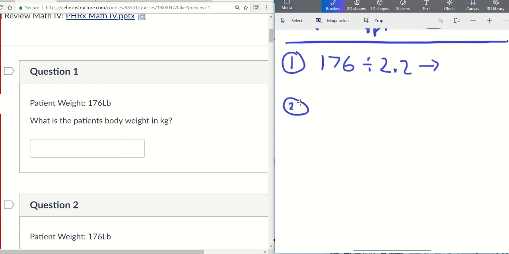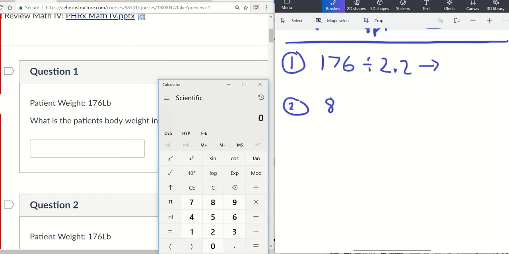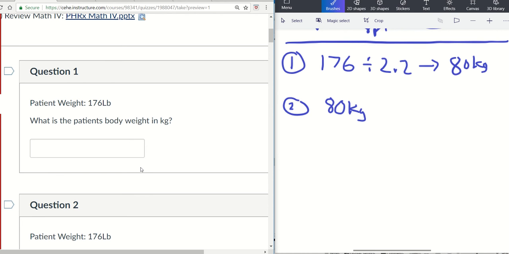How many kilos did you get? 80? 80 kilos? Let's see. 176 divided by 2.2 is 80. It's okay. All right, so we found out that was 80 kgs. And most likely we're going to use that for our next step in number 2.